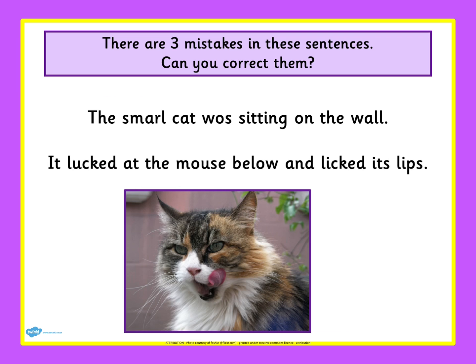Right, okay, there are 3 mistakes in this sentence. Same again. Can you do this activity in your mind? Pause the video now. Okay, welcome back, boys and girls. The smarl cat was sitting on the wall. It looked at the mouse below and licked its lips. Okay? The small cat was... Now, that is actually a word that a lot of children get wrong, so be careful of that one. Looked at the mouse below and licked its lips.